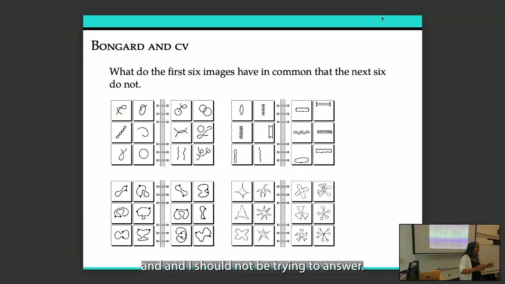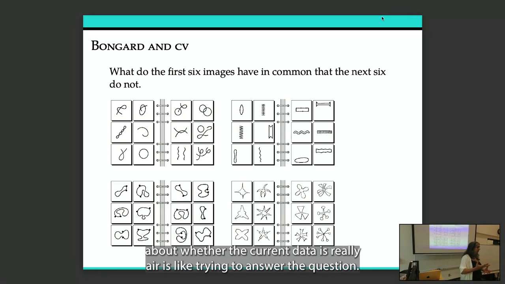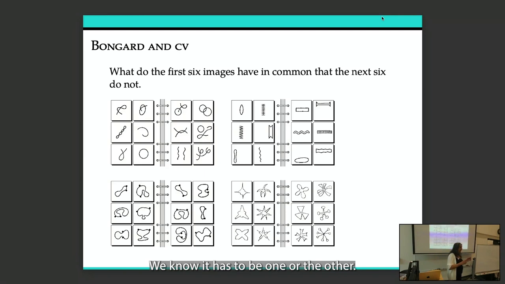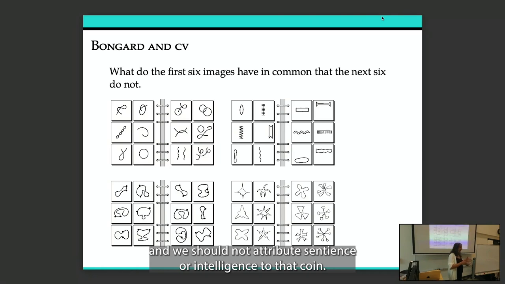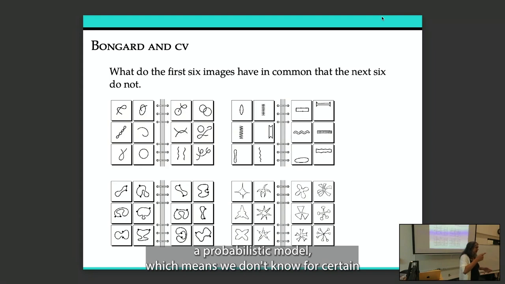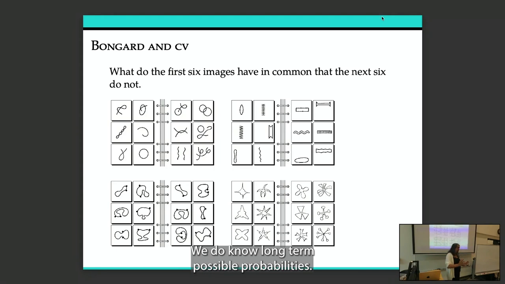I should not be trying to answer whether the current AI is really AI the way I'd be trying to answer the question of what the coin is doing in choosing whether to be heads or tails. That's not the point. We know it has to be one or the other. The coin is not choosing, it's not making decisions, and we should not attribute sentience or intelligence to that coin. And I think AI is currently just a scaled version of that same concept. We are incorporating a probabilistic model, which means we do know for certain at any given stage how that decision is made. We do know long-term probabilities. We can talk about likelihoods, but we shouldn't attribute intelligence or decision-making capability to the model when there isn't any. So while it would be lovely to have AI, maybe, we don't.